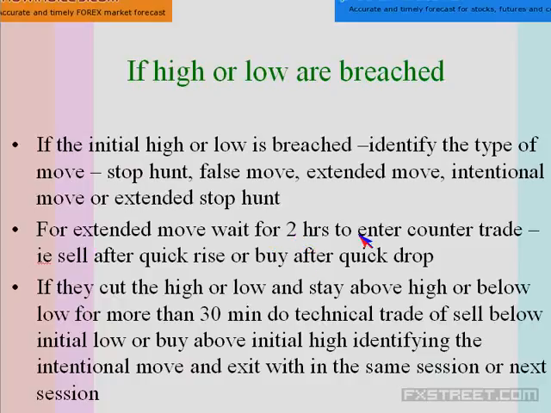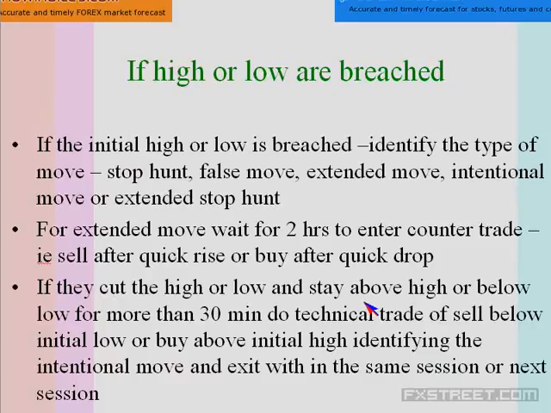So for an extended move, wait for 2 hours and then do a counter trade. If they gain the levels, do a sell and buy trade. If they drop the level, do a buy and sell trade. And if they are doing an intentional move, wait for 2 sessions. Afterwards, try to take a buy after the drop, or after 2 sessions of rise, take a sell.